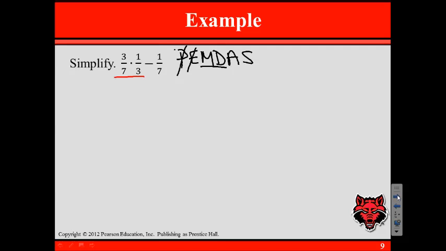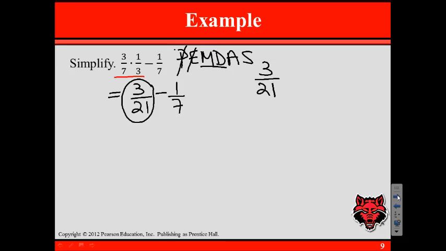Remember, when we multiply fractions, we multiply the numerators and we multiply the denominators. 3 times 1 is 3. 7 times 3 is 21. Everything else stays the same. Now at this point, we could either try to simplify the fraction that we just performed the operation on, or we could get common denominators. Either way is fine. I like to simplify a fraction as soon as I perform an operation. So I'm going to circle this 3 over 21, and we're going to deal with it over to the side.